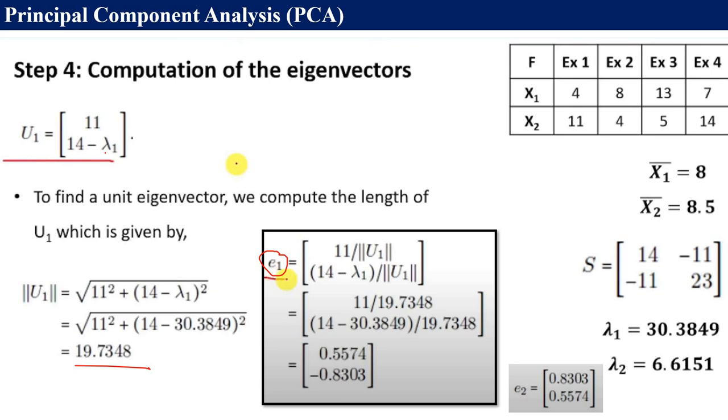Similarly, we have to put lambda 2 here. Lambda 2 value is 6.61, and then we again find its unit vector. We have to find the value of E2. So we get E2 is equal to 0.8308 and this value. So this is our second eigenvector.